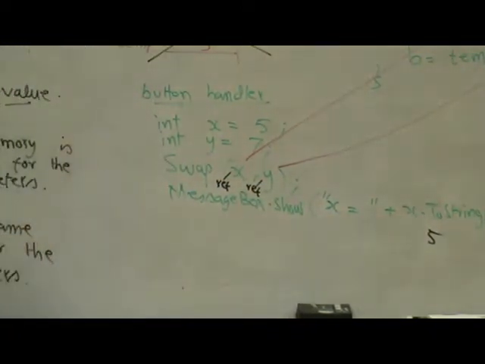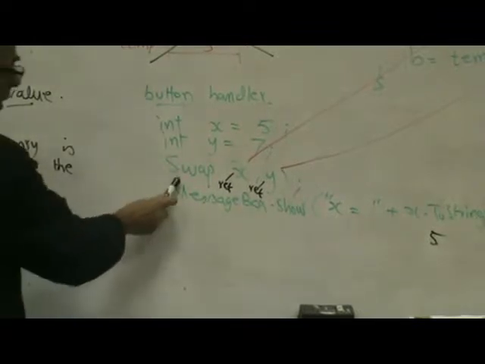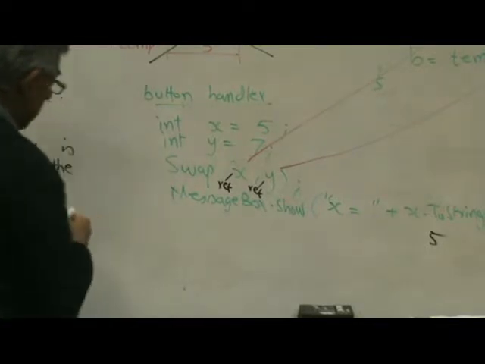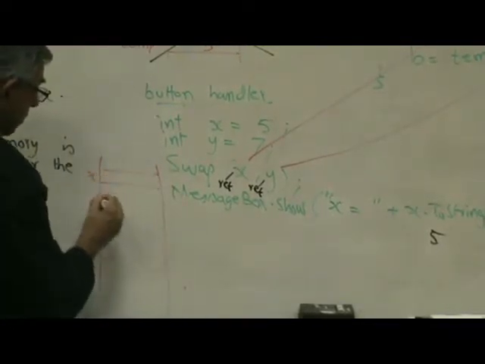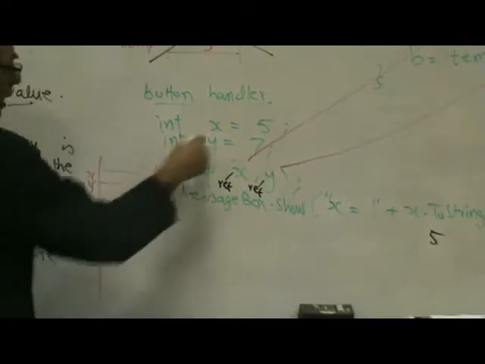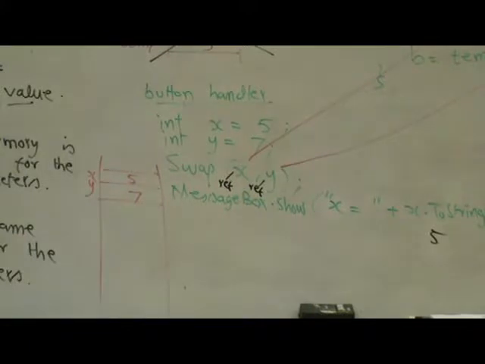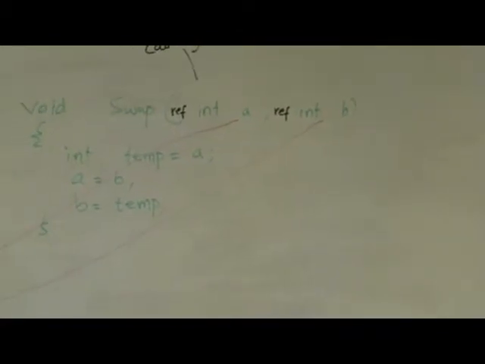You are indicating that both parameters should be passed by reference. So how will the memory work out in this case? Again, the computer will start out by allocating memory for X and memory for Y, putting 5 over there and 7 over there. Now X corresponds to A, Y corresponds to B, so there's a positional association.